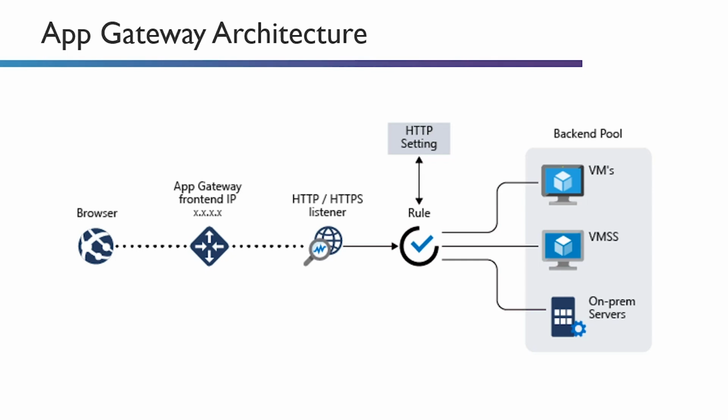If we look at the app gateway architecture, say you're the user on the left, you're coming in with your browser, you come into your app gateway front end, whatever IP you've associated there. You've got this HTTP, HTTPS listener on there, and then you have a whole bunch of rules that you associate with it, and that could say direct traffic to a certain set of VMs or a scale set or on-prem servers. You've got a lot of flexibility there in the rules and the HTTP settings that you configure.